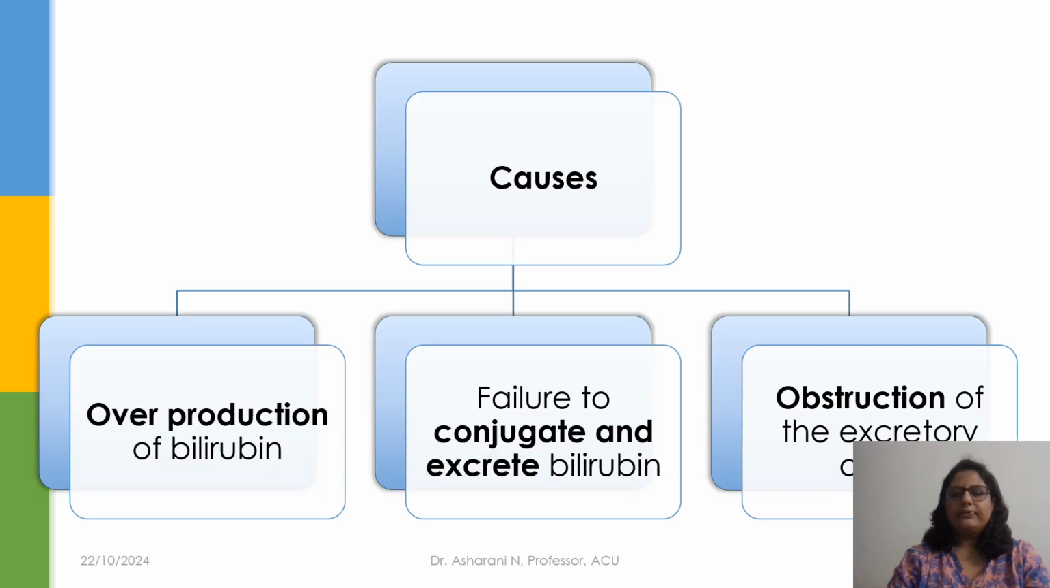The causes of hyperbilirubinemia can be overproduction of bilirubin, or failure to conjugate and excrete bilirubin, or obstruction to the flow of bile.